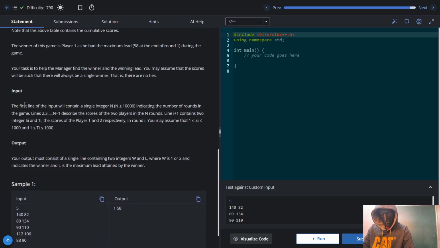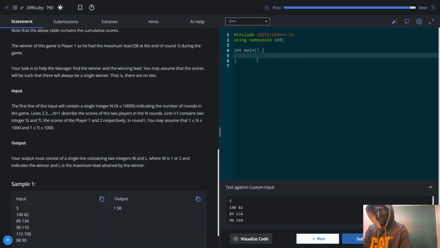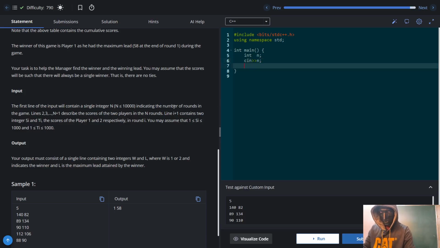So first let's take the input, then I'll be explaining on the board what they are saying. The first line of input will contain a single integer n, which indicates the rounds in the game. And lines 2 to n plus 1 describe the scores of the two players in the n rounds.